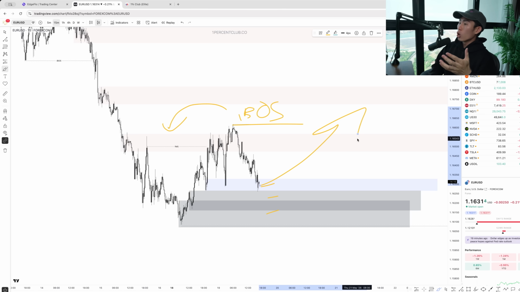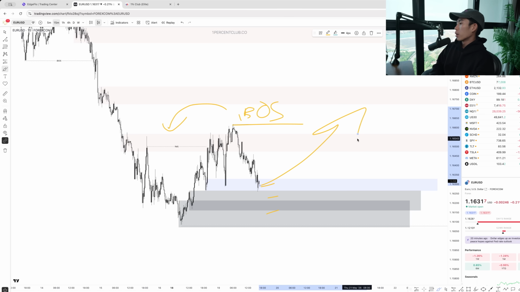So once again, how do we know which zone price is going to respect and is going to cause price to go up? We don't know for sure. All we can do is just observe and react accordingly. We don't want to assume, we don't want to anticipate, we just want to react accordingly.